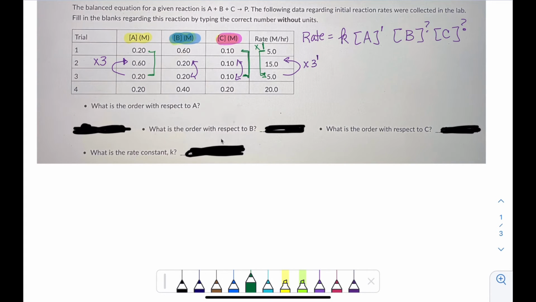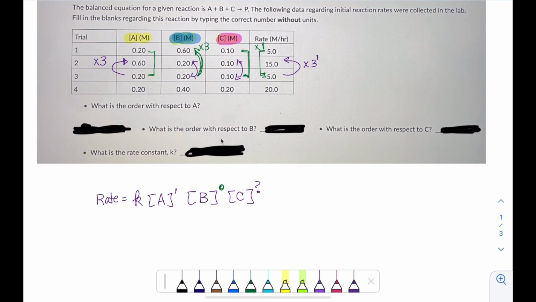The rate is not changing when B goes from 0.2 to 0.6, if I go in the up direction. B is times 3. What pattern is this? Well, if the rate doesn't change when the concentration changes, that's 0 order. So the rate law has B raised to the 0 order, because when the concentration of B changes and A and C stay the same, the rate doesn't change. So the rate law is independent of the concentration of B. Let me move this down here.